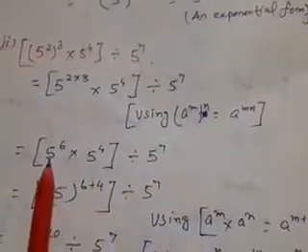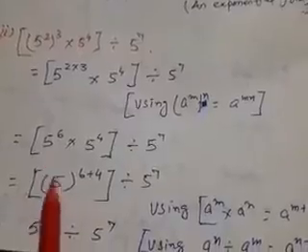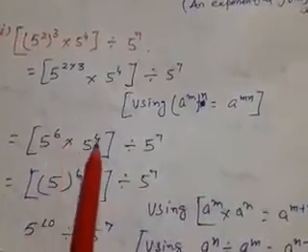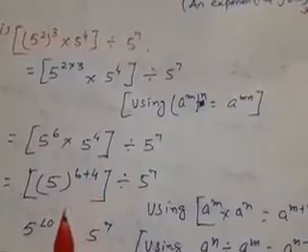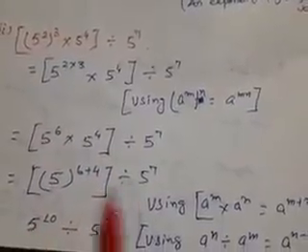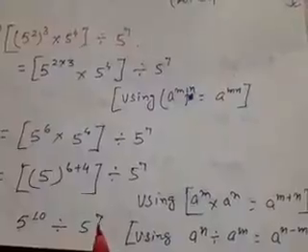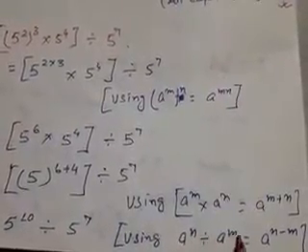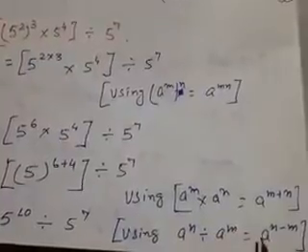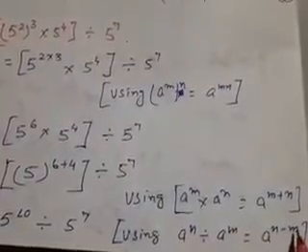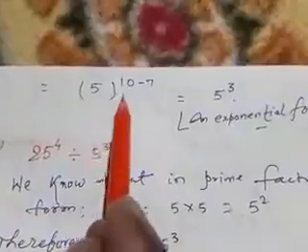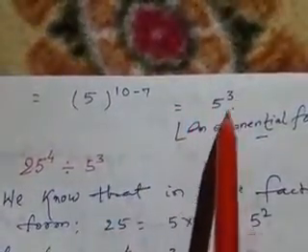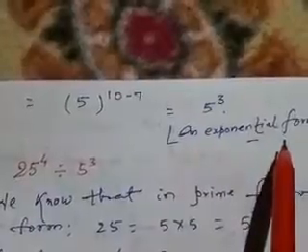Here bases are equal, so we take the base as common and add the powers. 6 plus 4 becomes 10. 5 to the power 10 divided by 5 to the power 7. Using a to the power m divided by a to the power n is equal to a to the power m minus n, this is equal to 5 to the power 10 minus 7, which is equal to 5 cube. It is an exponential form.